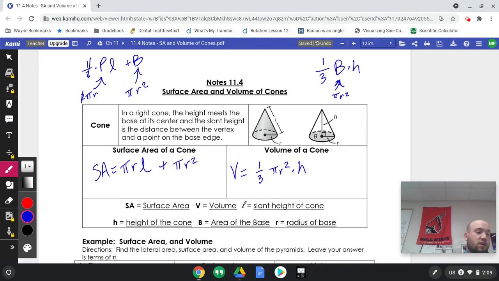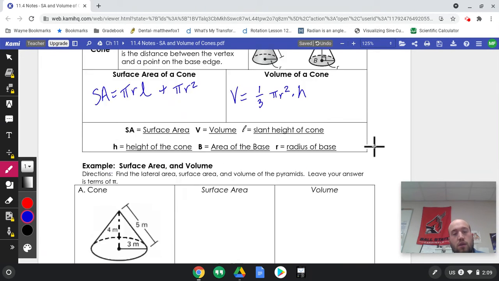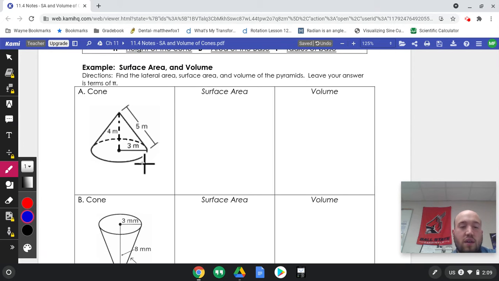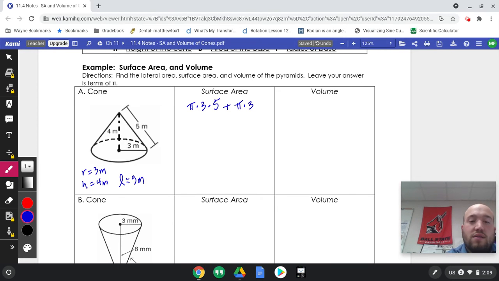So take a look at this first picture. We have our cone here with a radius of 3. If you want to mark these down, the radius is 3, the height is 4, these are meters, and the slant height is 5 meters. If we plug it into our formula, remember it's pi times the radius times the slant height plus pi times the radius squared.